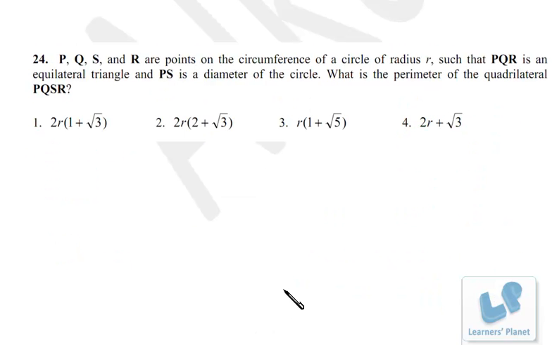Once again, the problem from CAT 2005. PQSR are points on circumference of a circle of radius r such that PQR is an equilateral triangle and PS is the diameter of the circle. What is the perimeter of quadrilateral PQSR? First of all, I just draw a rough diagram.